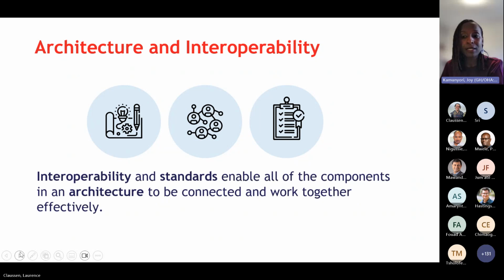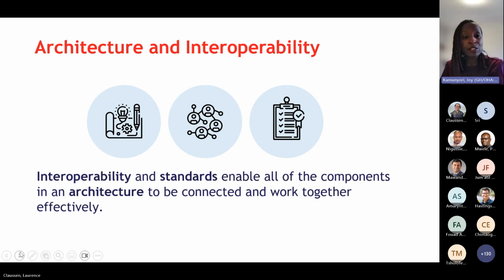Interoperability is the ability for systems to communicate and exchange data efficiently. And standards are documented, reusable agreements on definition, format, and structure of data, which ensure consistency in data exchange. And altogether, interoperability and standards enable all of the components in an architecture to be connected and work together effectively.